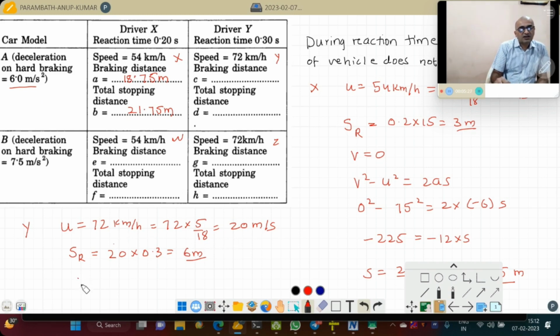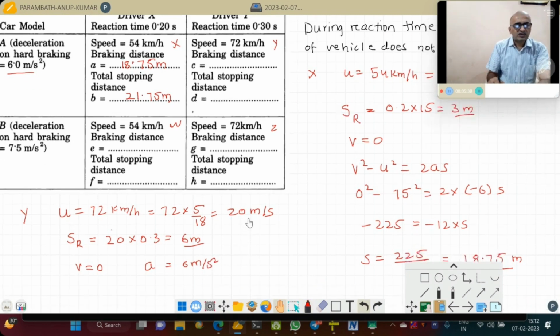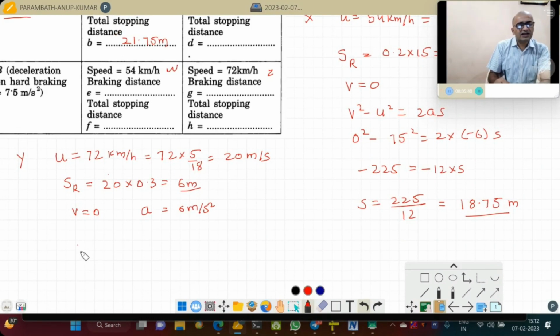Initial velocity is this, final velocity is 0, and his deceleration is given to be 6 meter per second square. Now, students, with these ideas, I will apply v square minus u square is equal to 2as. I have 0 square minus 20 square is equal to 2 into 6 into s. This is a negative value because it is deceleration, and therefore I have 400 divided by 12.